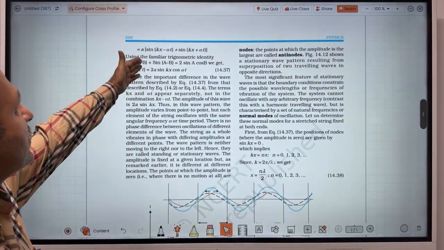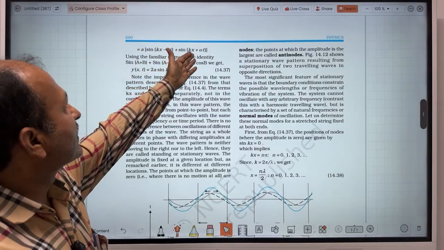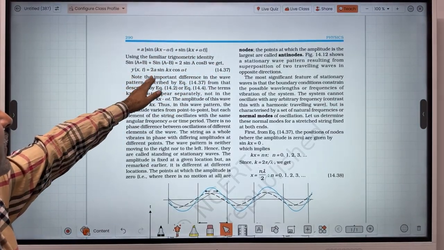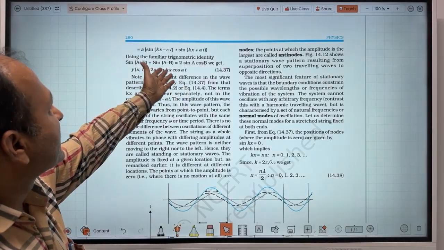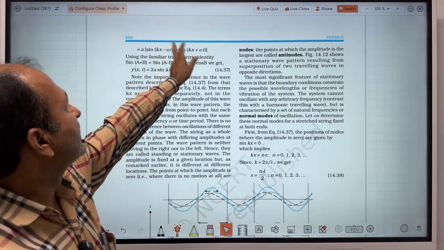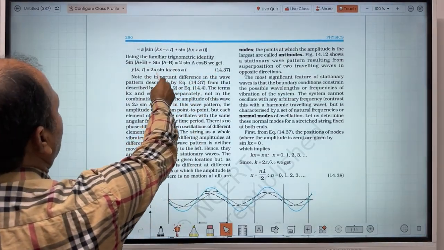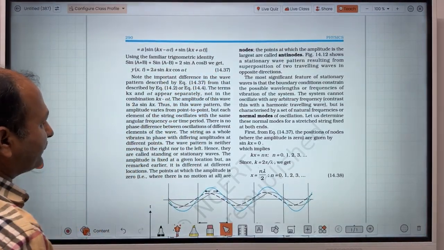So we write the equation: we take out a, and we have sin(kx − ωt) + sin(kx + ωt). And again we are going to use the formula sin C plus sin D. This is C, this is D. So we simplify, and that gives 2 sin A cos B. So we get this relation, right?